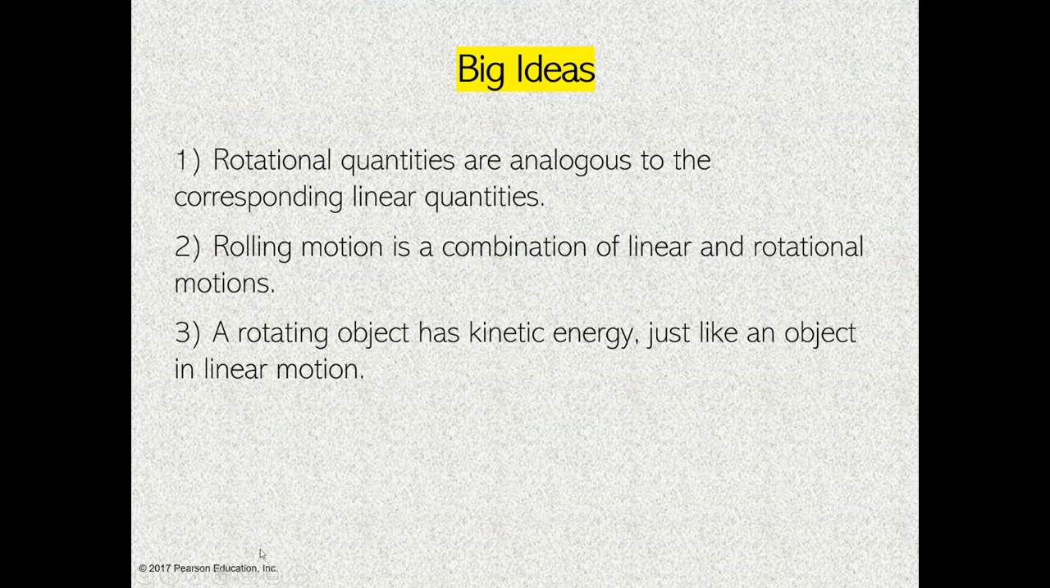The big ideas here are that these rotational quantities we're going to talk about have a correlation to the linear quantities. So each rotational quantity actually corresponds to a linear quantity. So a lot of this is going to look familiar. We'll just be using different variables. Second is that rolling motion is actually a combination of linear and rotational motions. And third, a rotating object will have kinetic energy just like any object that is in linear motion.